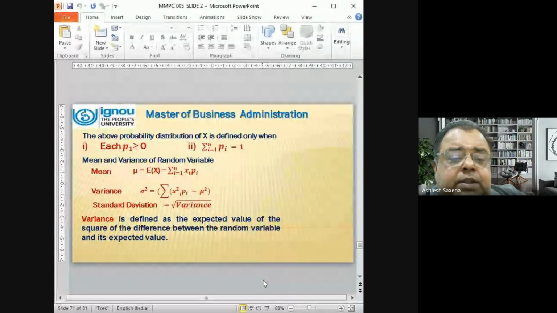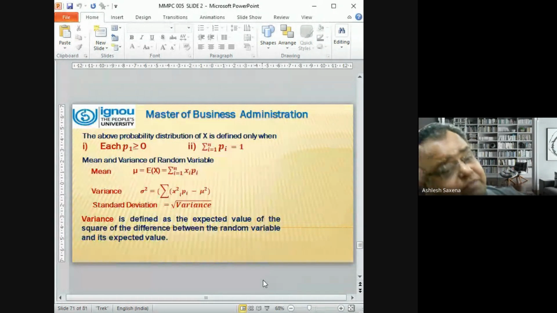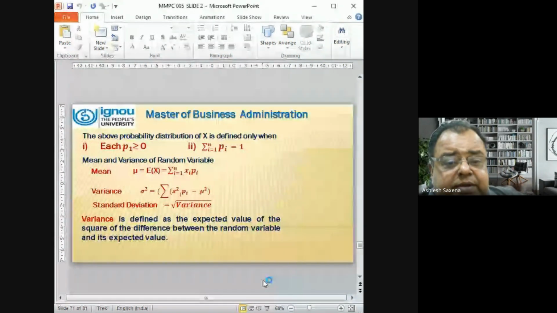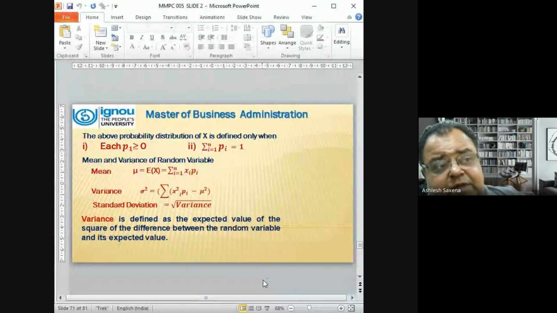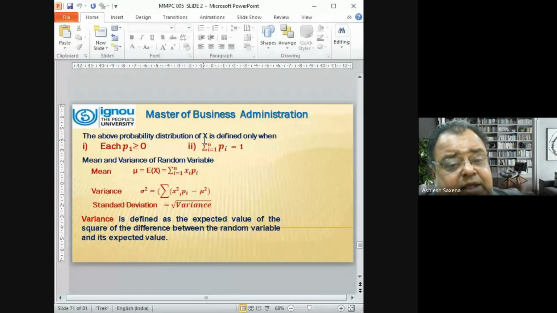the above probability distribution of x is defined only when each pi is greater than or equal to 0. And the summation of probabilities, that means the summation of p1, p2, p3, p4 till pn, will be equal to 1. This is what you have to remember. Because if you have committed any mistake in calculating the probability, the summation of all the probabilities will not be equal to 1.